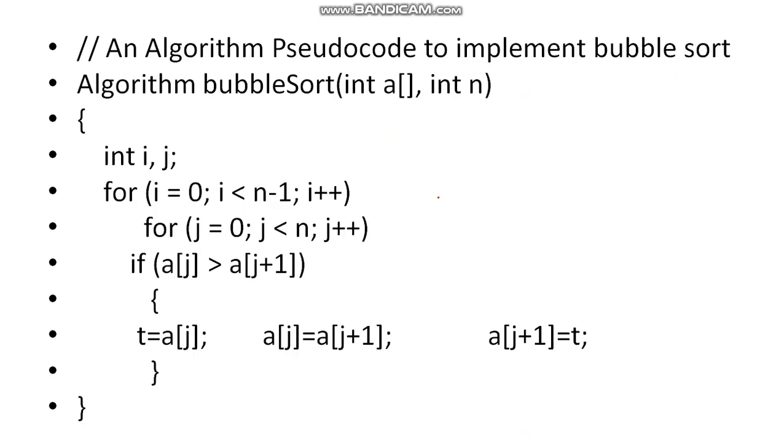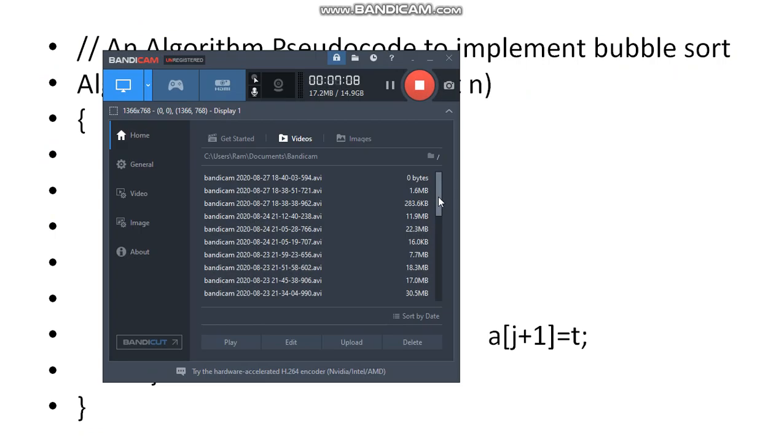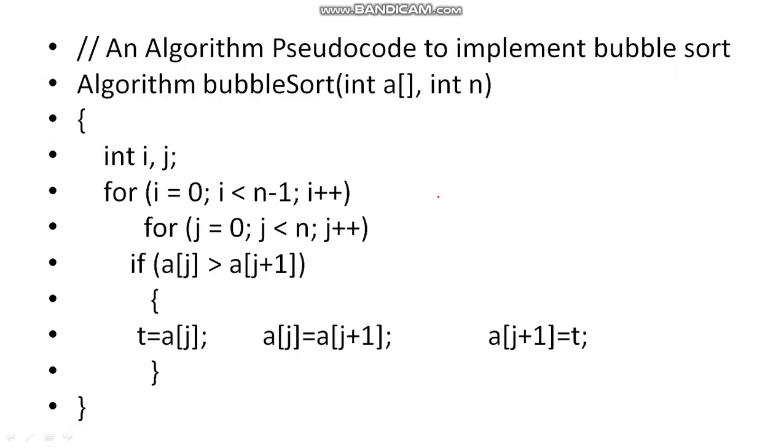Let us move ahead and discuss the pseudocode. In the pseudocode, the algorithm is bubble sort, there is an array A, and this array is of size n. Here I am taking two variables i and j. These are the two counters.